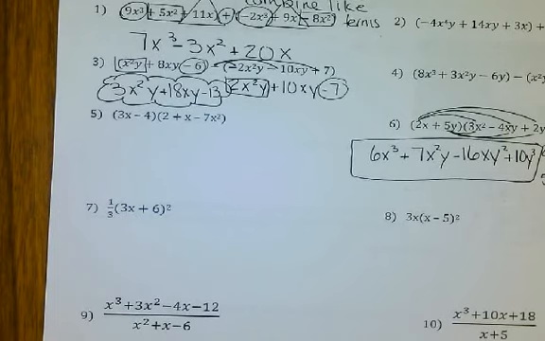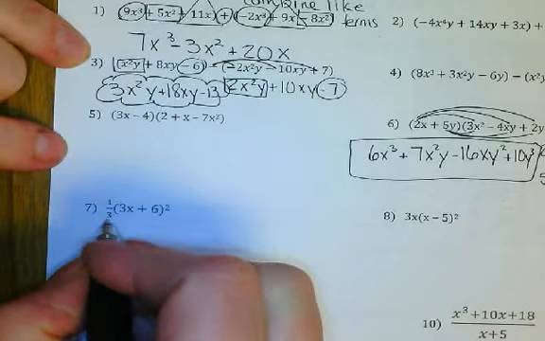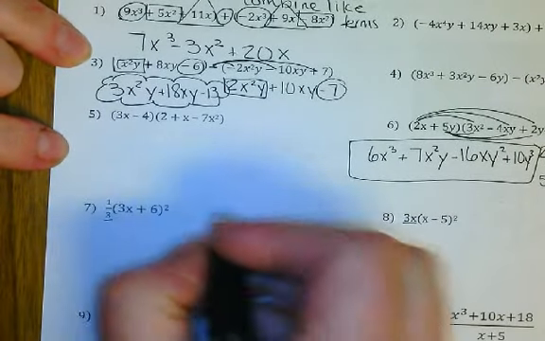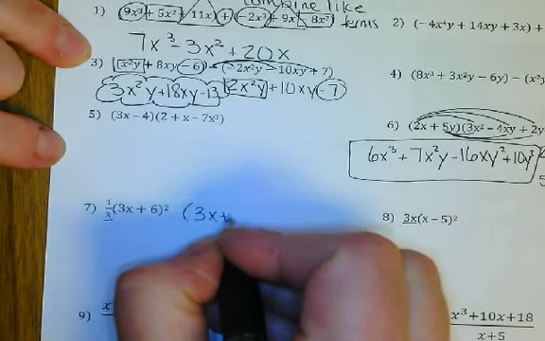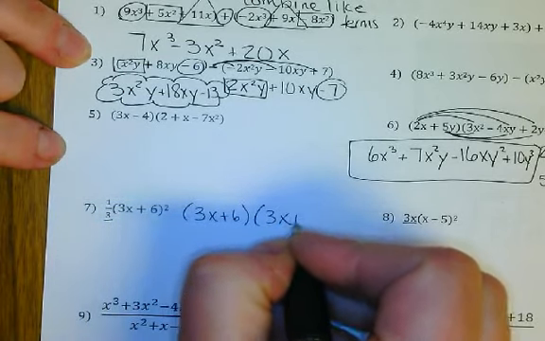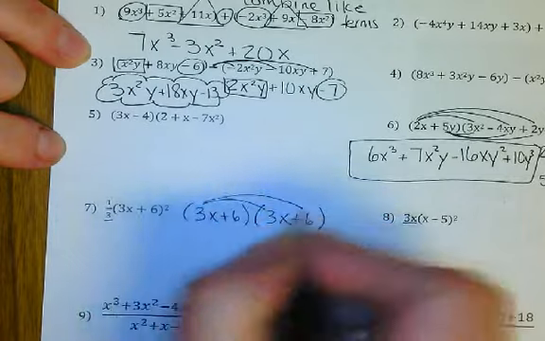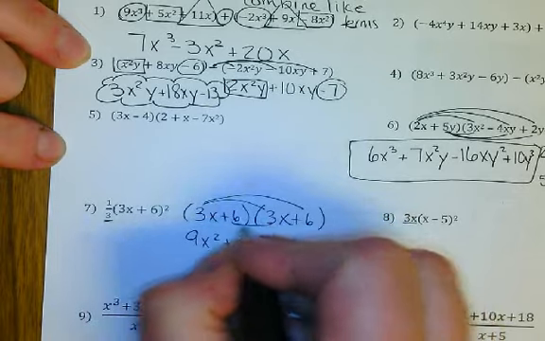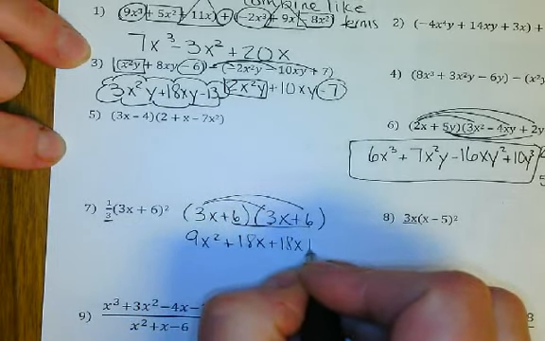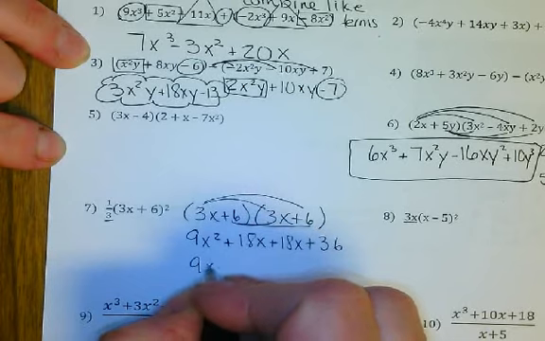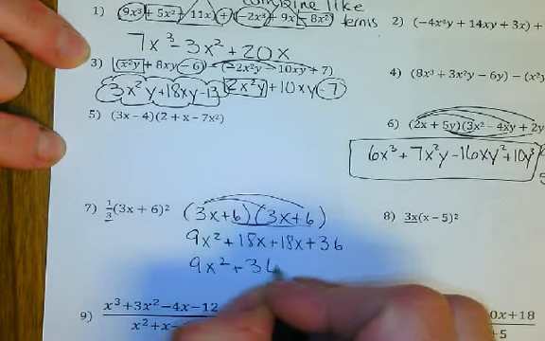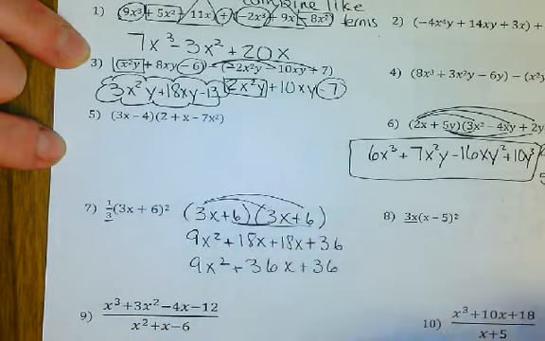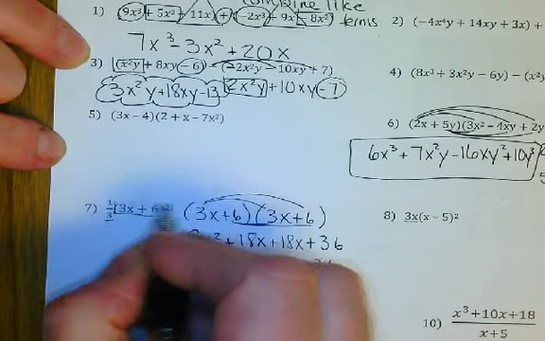Okay, I'll do number 7. The most important thing about 7 and 8 is making sure that you're doing the parentheses and the squaring first. So before you can even deal with what's on the outside, I need to multiply 3x plus 6 times 3x plus 6. That gives me 9x squared plus 18x plus 18x plus 36, which is 9x squared plus 36x plus 36. So I've taken care of just this part.